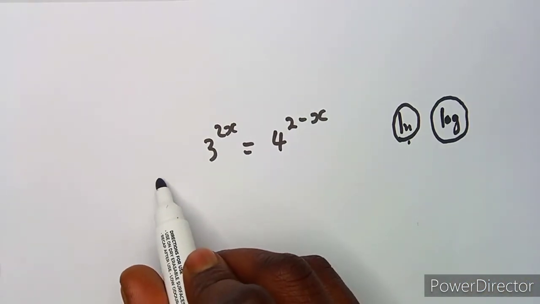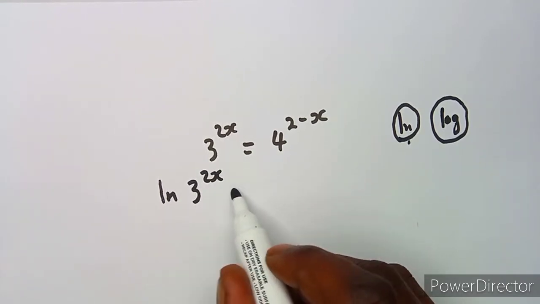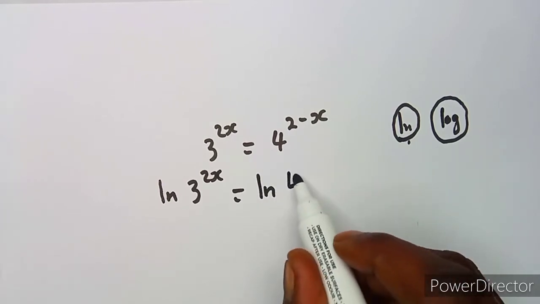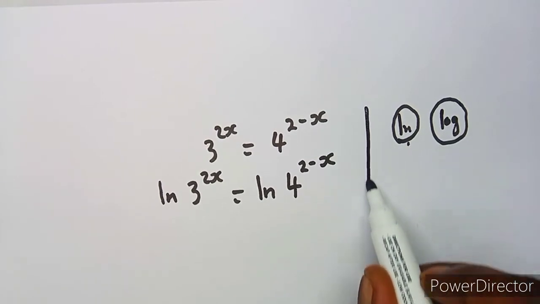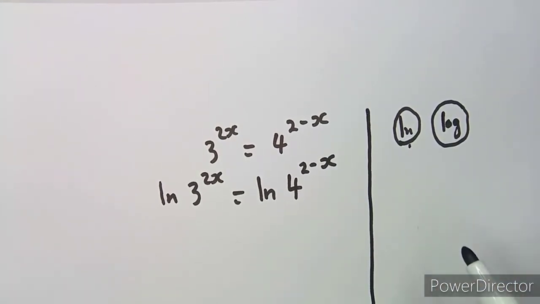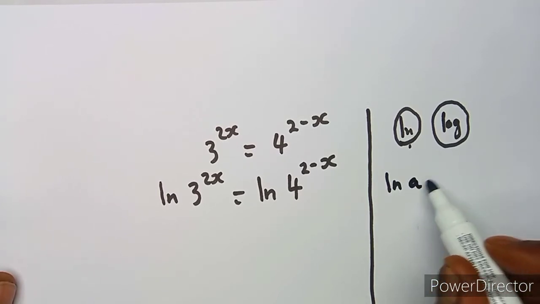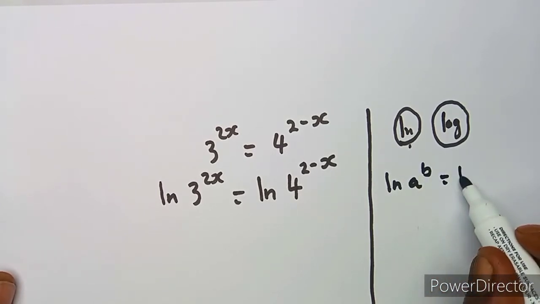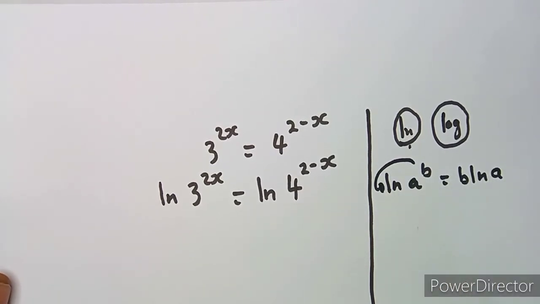I'm going to introduce log on both sides of the equation, which is going to be ln 3 to the exponent of 2x, which is equivalent to ln 4 to the exponent of 2 minus x. But remember that the moment I have introduced the log, it means I am now under logarithms. Everything has to follow the laws of logarithms. That is where I know that if I am given ln a to the exponent of b, I can write this as b ln a. Simply drop the exponent to multiply the logarithm. So that is the case.